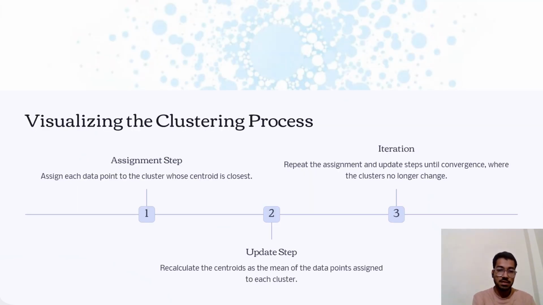Let us now visualize the clustering process. First step is the assignment step. Assign each data point to the cluster whose centroid is closest. The data points are assigned in such a way that each goes to the cluster whose centroid is closest to the data point. Then the second step is the update step. Recalculate the centroid as the mean of the data points assigned to each cluster. Then third is iteration. Repeat the assignment and update steps until convergence, where the clusters no longer change.